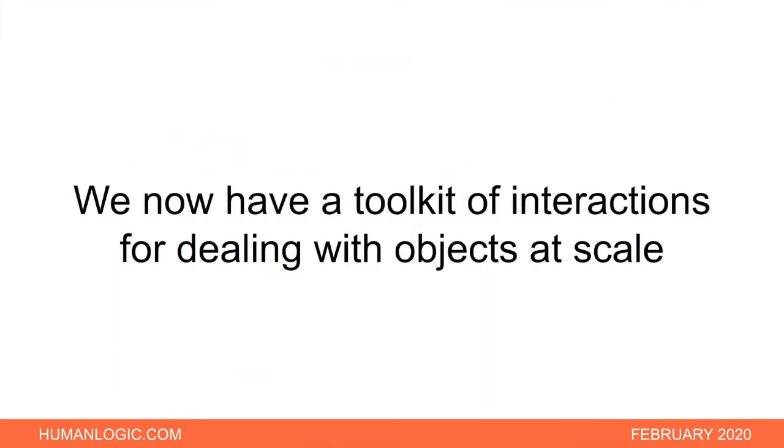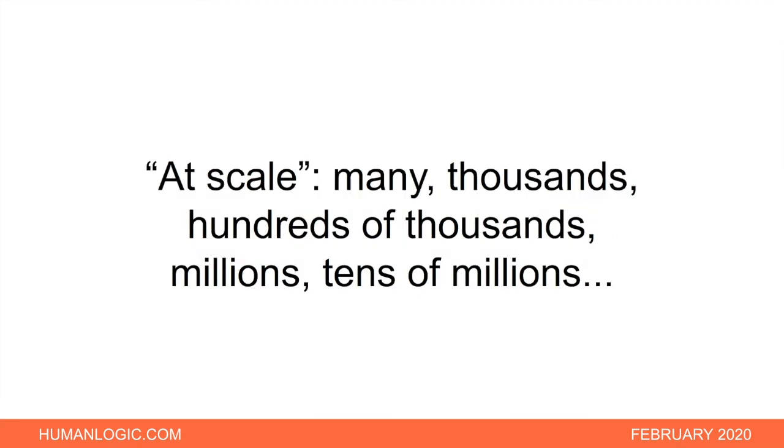So I think we now have a toolkit of different interactions for being able to deal with objects at a high scale where we can't just easily fit them on the screen. Now, the scale could be just as simple as a number that can't fit on the screen, or it could be thousands or even hundreds of thousands or millions or tens of millions of items. And once you get to a certain scale, at that point, the user interfaces have to start to change, and the engineering techniques behind it have to change.